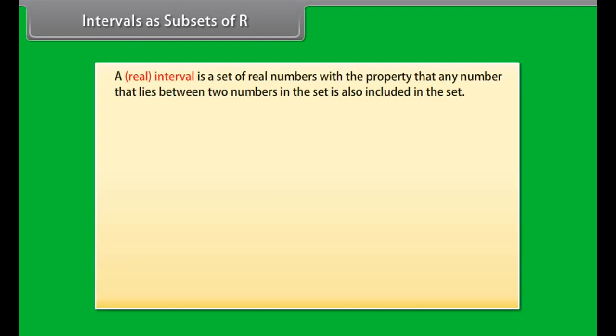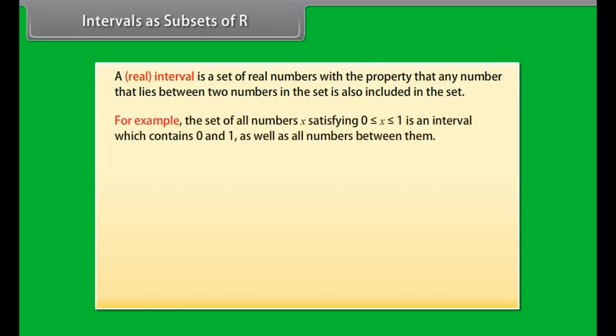A real interval is a set of real numbers with the property that any number that lies between two numbers in the set is also included in the set. For example, the set of all numbers x satisfying 0 less than or equal to x less than or equal to 1 is an interval which contains 0 and 1, as well as all numbers between them.